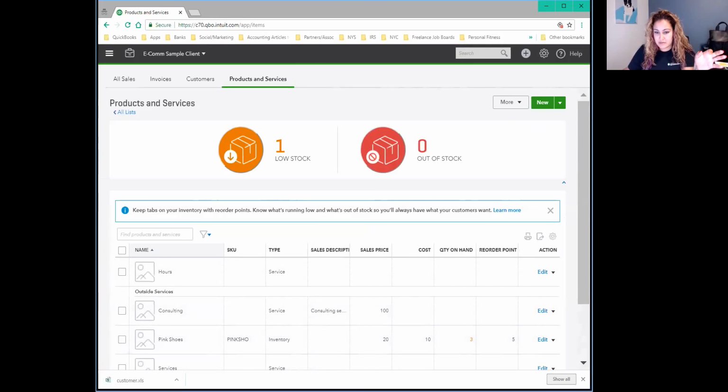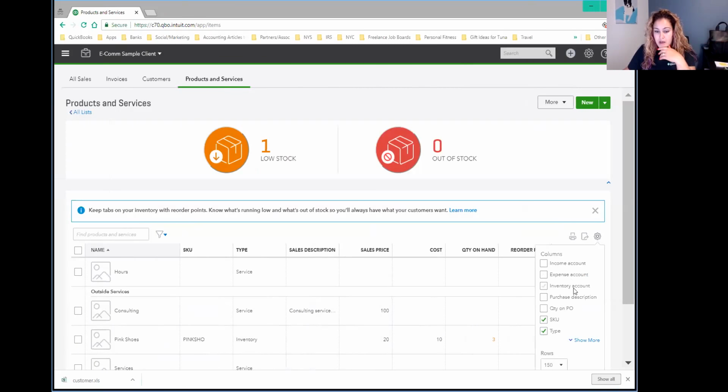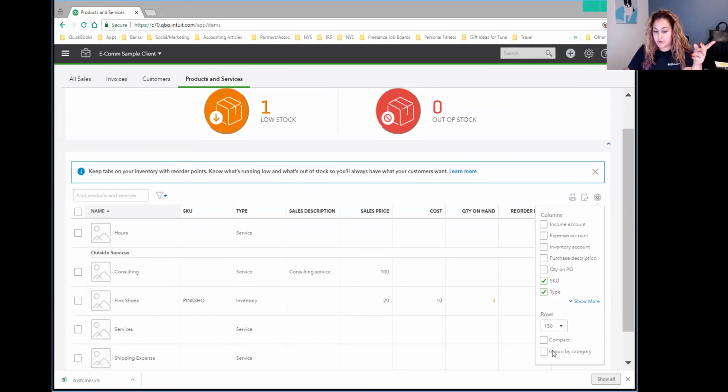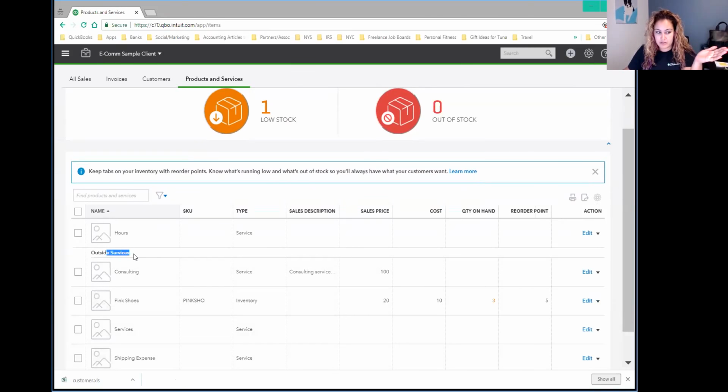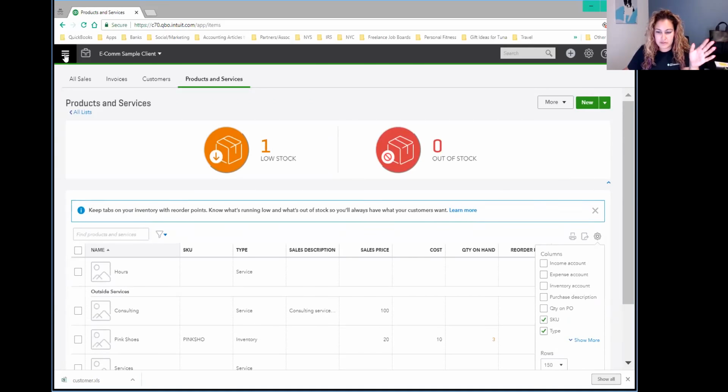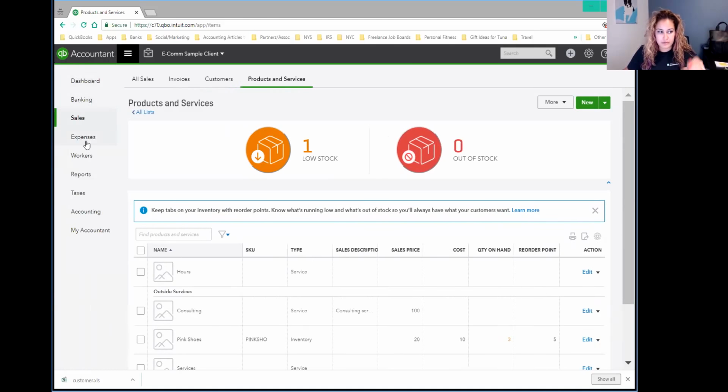So when it came down to those categories, which I was saying was really up to you, we can again change what we want to see. We can group by category. The only thing that right now has a category outside services is consulting. But if I went through and changed everything, it would show me a list by what those are. So that basically covers the sales module for the most part.